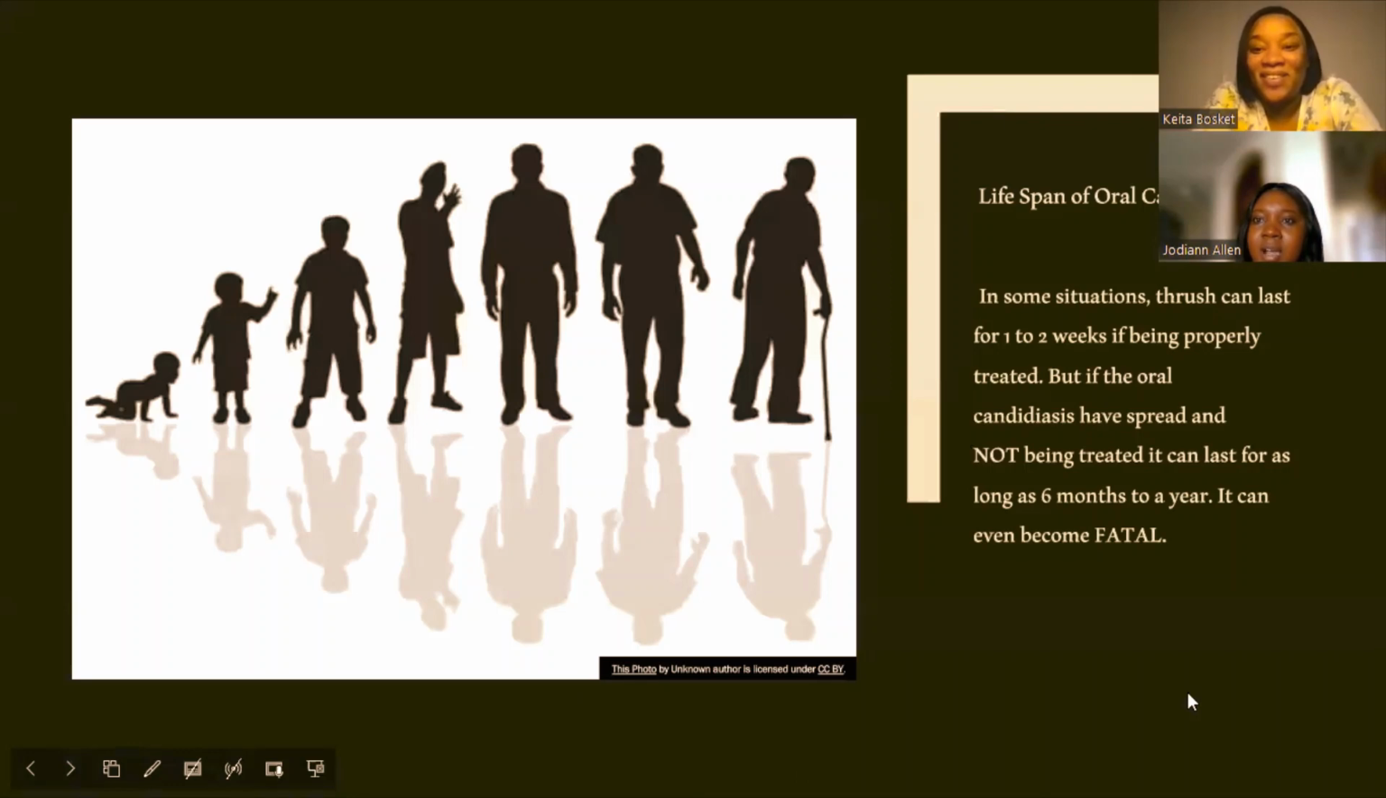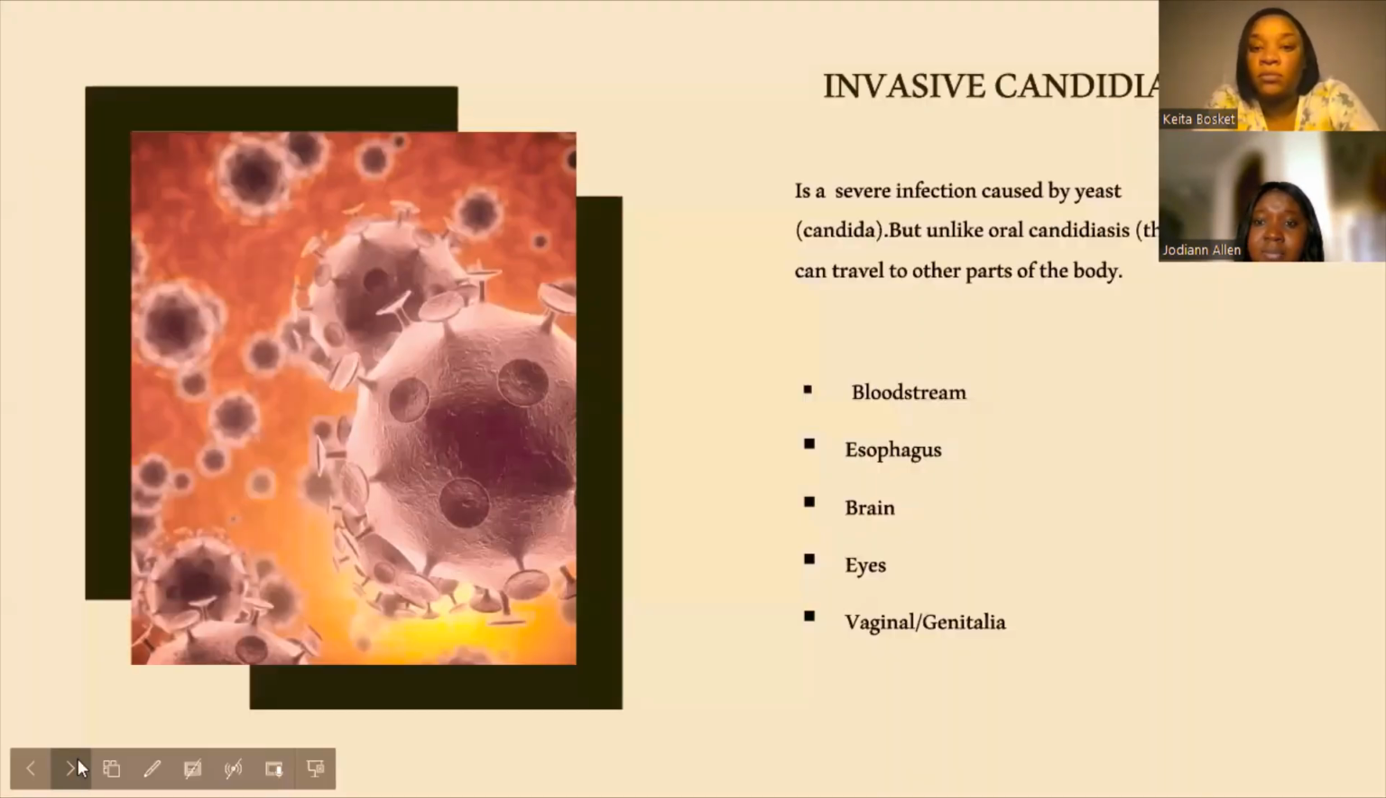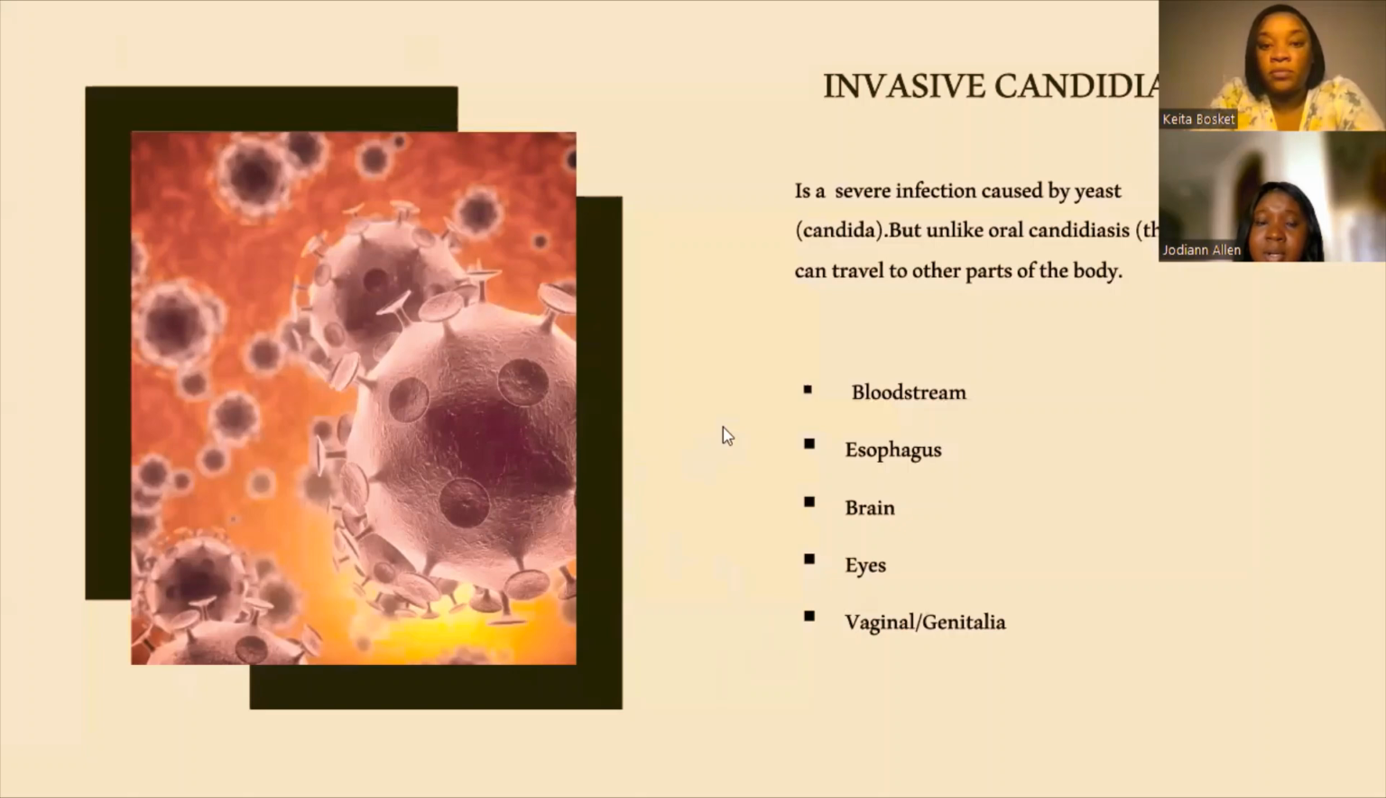Now, the lifespan of oral candidiasis. In some situations, thrush can last for 1 to 2 weeks if being treated properly. But if the oral candidiasis has spread and is not being treated, it can last for as long as 6 months to a year. And it can even become fatal.